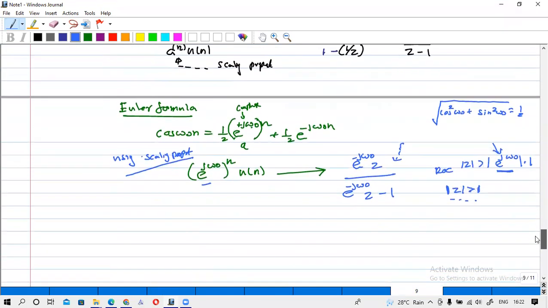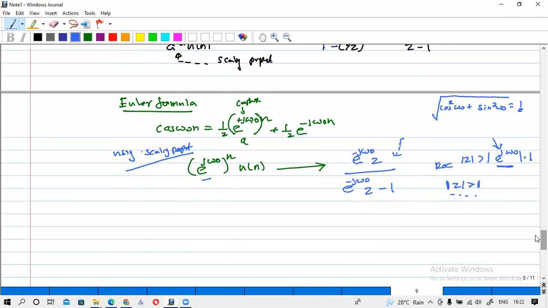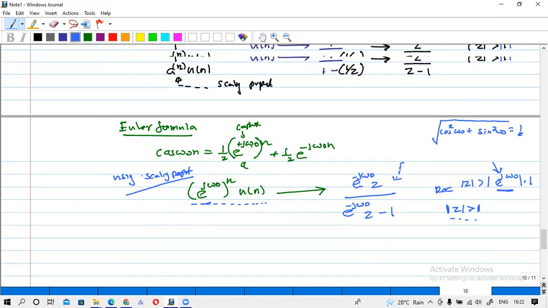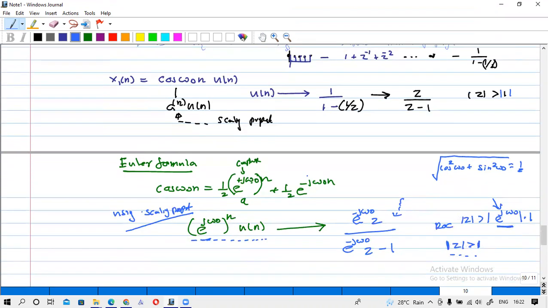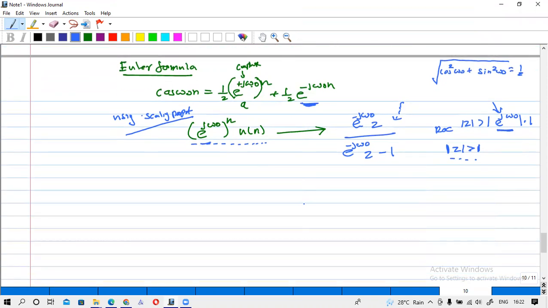I have explained enough. Okay, so I think you could understand this. Now I have to find this term's Fourier transform also. What is this term? This is very important, I think.